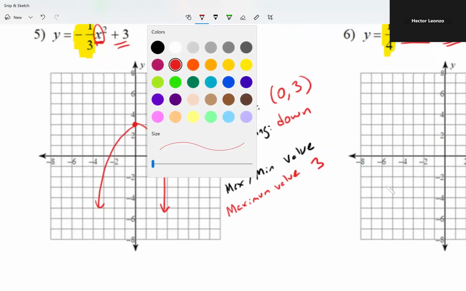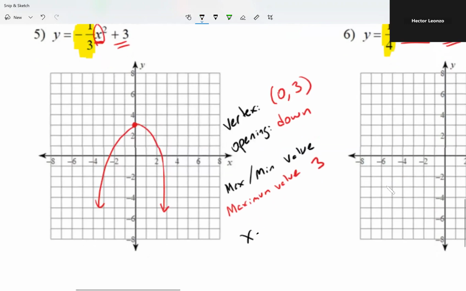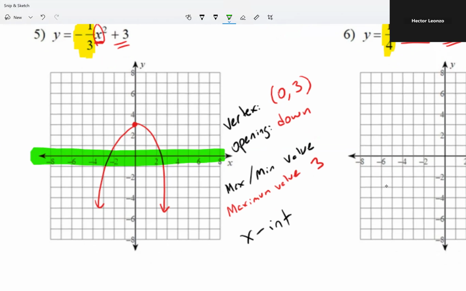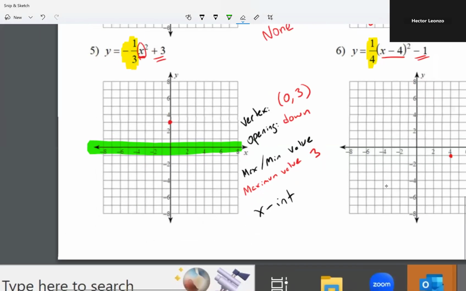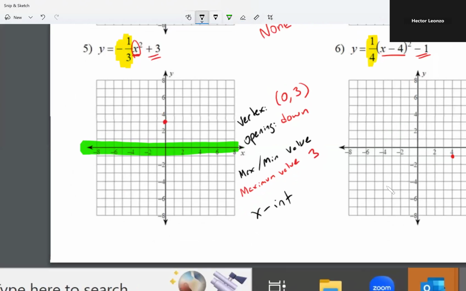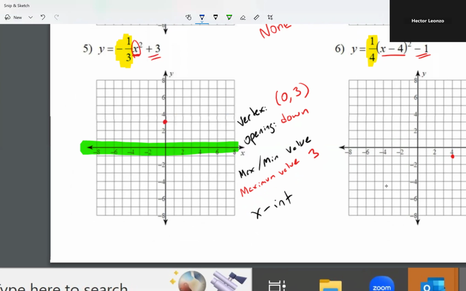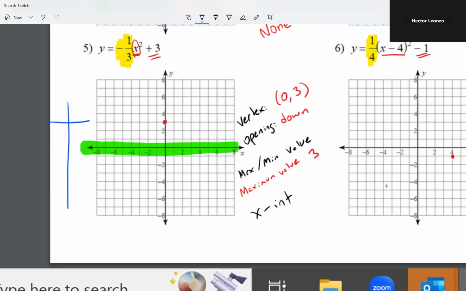Now, I want us to know the x-intercepts. So looking at the x-axis, it seems like I'm going to cross the x-axis twice. So I drew what I thought the graph would look like. Now I'm actually going to do better work here. I'm going to create my table here. Let's use blue for our table. I'm going to create a table of x and y values.